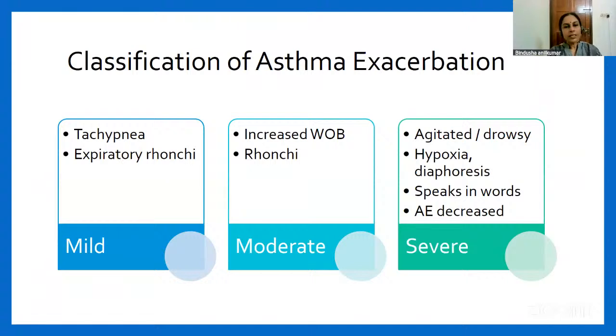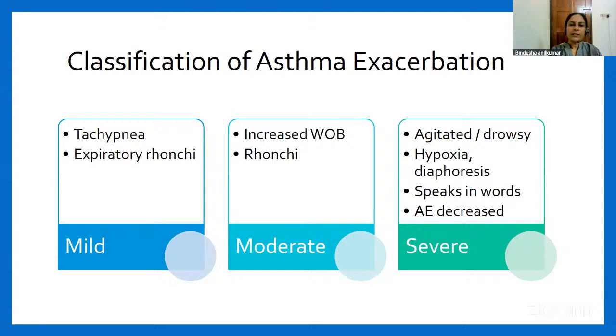And another thing that we can consider to assess the severity of exacerbation in the case of asthma is the ability to speak. If it is a mild exacerbation, the child will be able to speak in sentences. In moderate exacerbations, the child will not be able to speak in sentences. They may be using phrases. But in severe exacerbation, the child may be speaking in words, or in very severe or life-threatening exacerbations, the child will not be able to phonate at all, will not be able to speak at all.